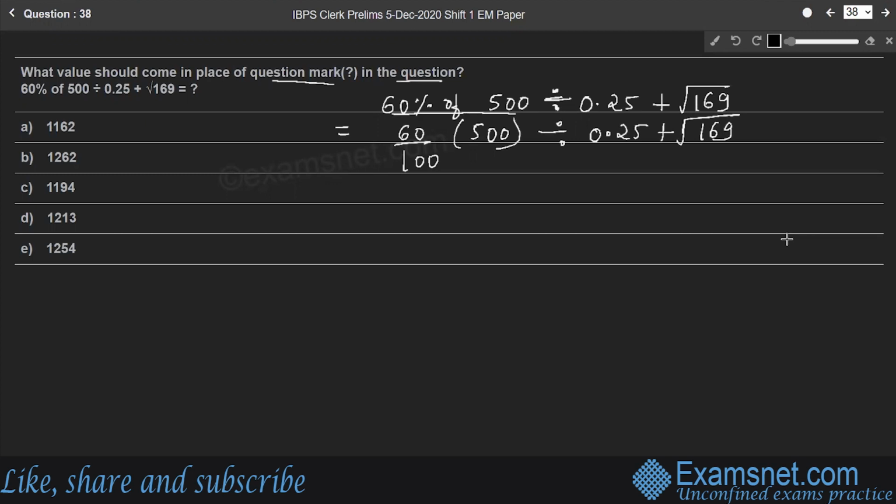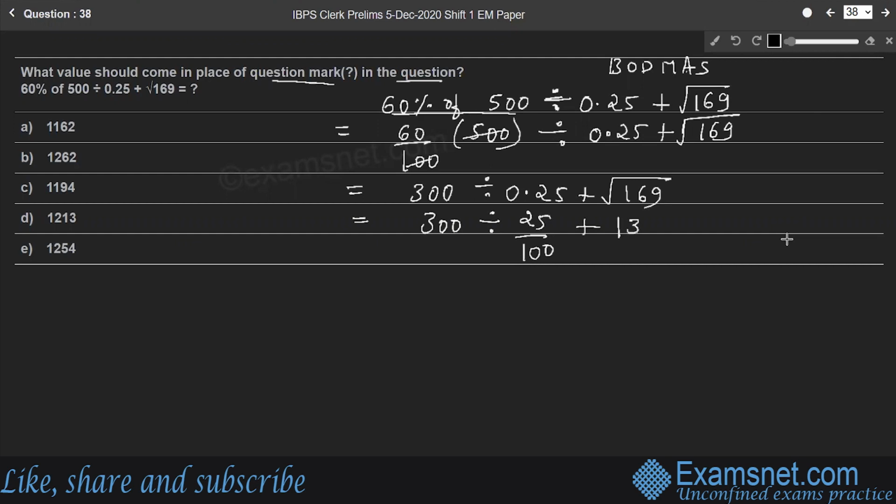So here according to BODMAS, brackets, of, division, multiplication, addition and subtraction. So let us solve this part. It is 100 into 5 is 500. So 60 into 5 is 300, divided by 0.25 plus square root of 169, which is 13, right? 300 divided by 0.25, where 0.25 is 25 by 100, which is 1 by 4, plus square root of 169 is 13.